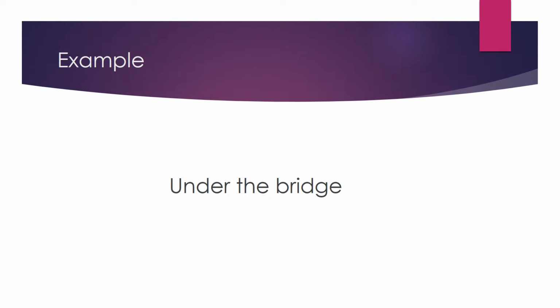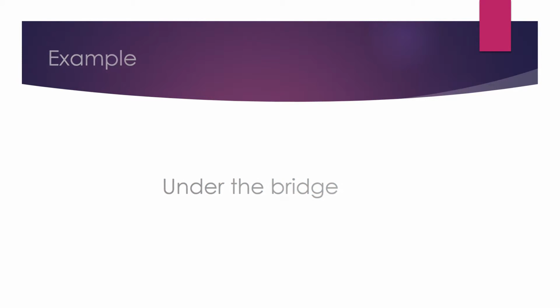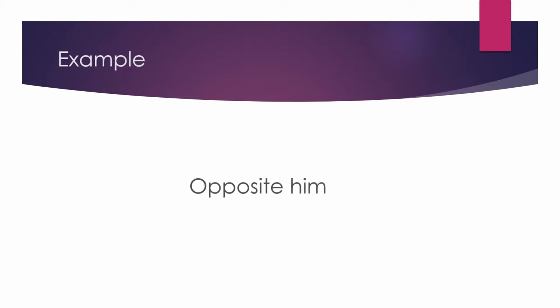Another example is "under the bridge." Under is a preposition and bridge is a noun, which makes this a prepositional phrase. The last example is "opposite him." Opposite is a preposition and him is a pronoun. "Opposite him" is a prepositional phrase.